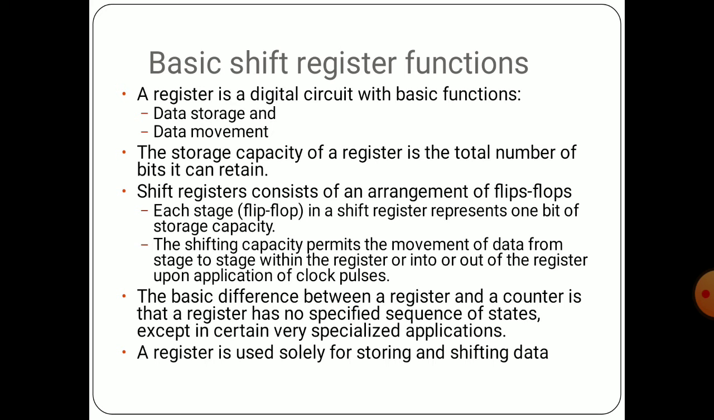In case of a counter. But in a register, it does not contain any specified sequence of states. Okay, so it mainly deals with the type of data entry, that is the data in and data out. Here the register is mainly used for storing and shifting of data, whether the shifting is left shifting or right shifting. This is the basic shift register function, right?